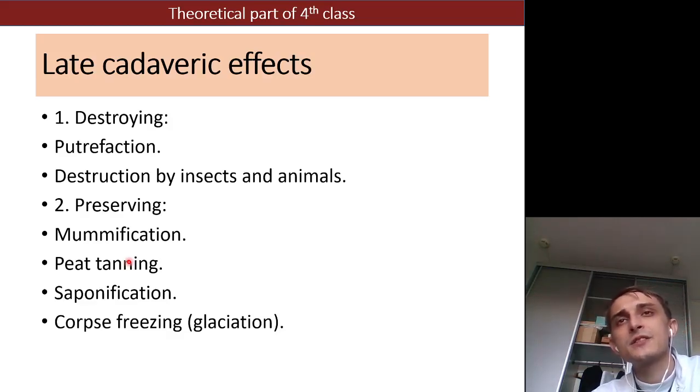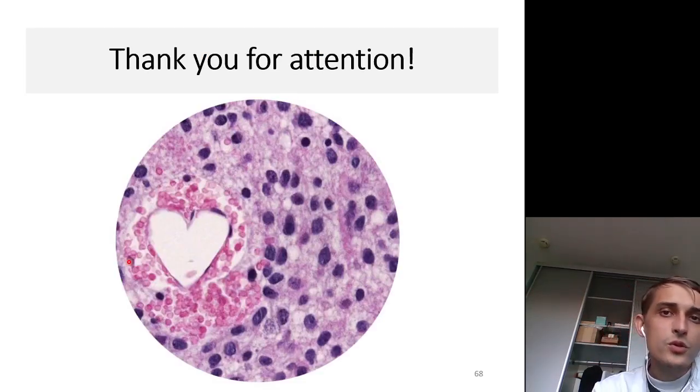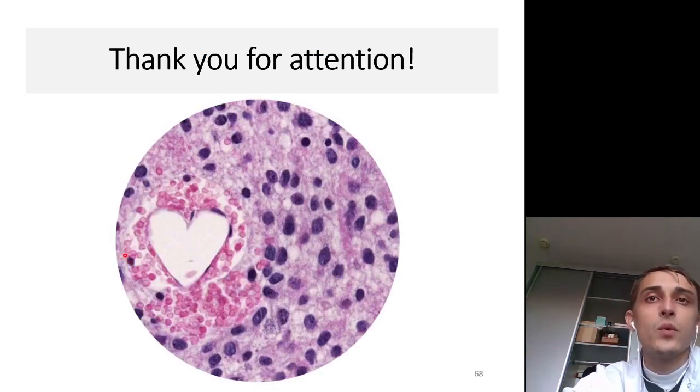Late cadaveric effects are associated with destroying, like putrefaction and destruction by insects and animals, and also it may be preserving, like mummification, peat tanning, saponification, and corpse freezing. So it was all the theoretical part of our lesson.